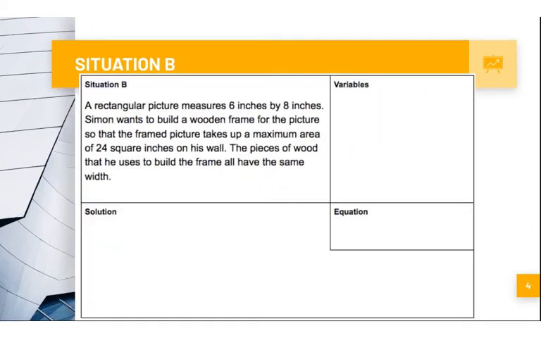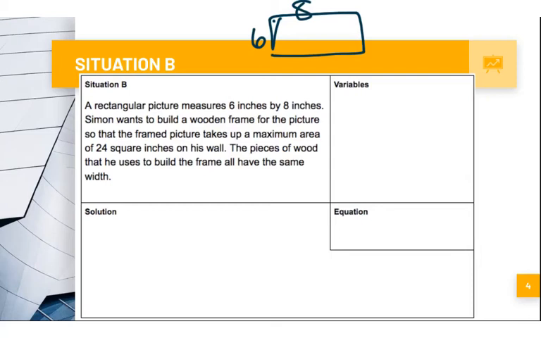Okay. So situation B. A rectangular picture measures 6 inches by 8 inches. All right, so let me just draw that here. So 6 by 8, okay. And now Simon wants to build a wooden frame for the picture so that the framed picture takes up a maximum area of 24 square inches on his wall.